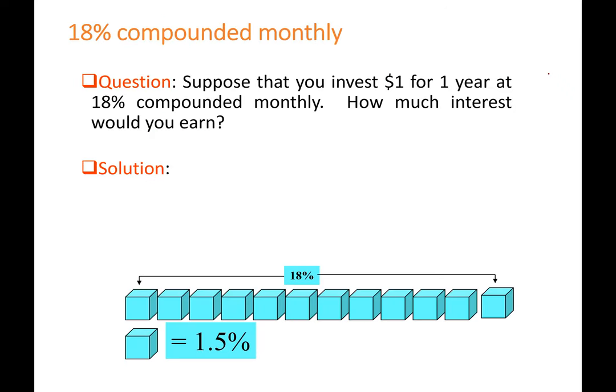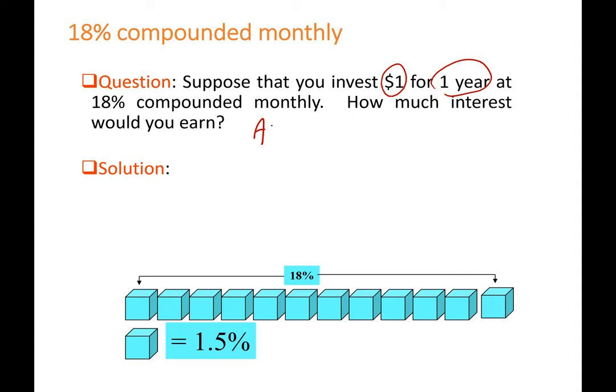Now let's look at the 18% compounding monthly case. Suppose you invest $1 for 1 year at 18% compounding monthly. How much interest would you earn? Let's calculate that using the compound interest formula, or you can use the effective interest rate formula.